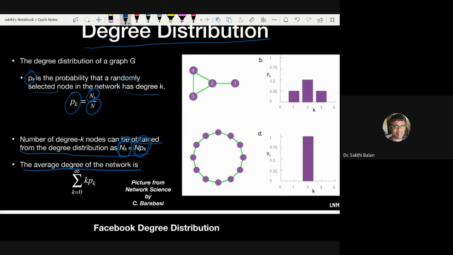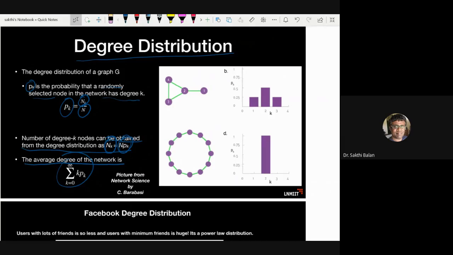So this you can easily see. I'm not going to describe it. It's a very basic fundamental thing. You can easily prove it actually, right? So the beauty of the degree distribution is that it tells you the probability. It also gives the number of nodes which are of degree k, and it also gives the average degree of the nodes in a straightforward fashion.